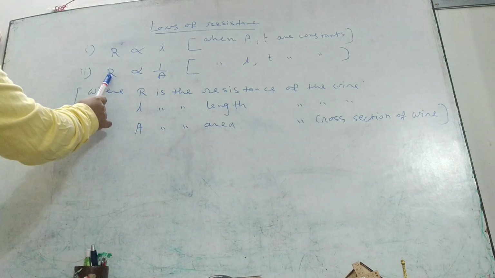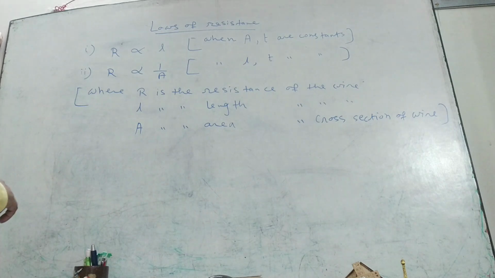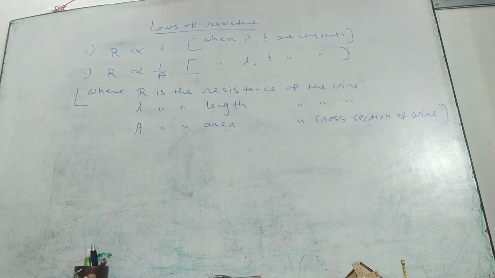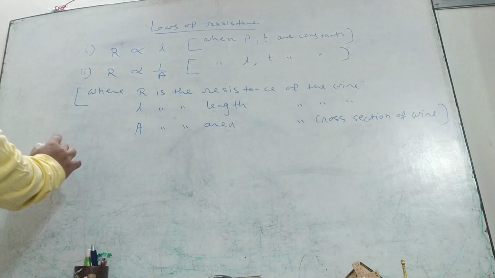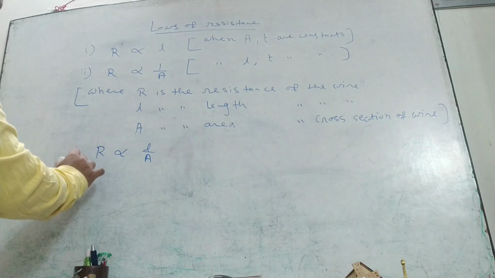Second, R is directly proportional to 1 by A. That is, resistance is inversely proportional to the area of cross section of the wire. Therefore, when we take a thick wire, its resistance decreases compared to a thin wire. When L and T remain constant, R is directly proportional to L by A.